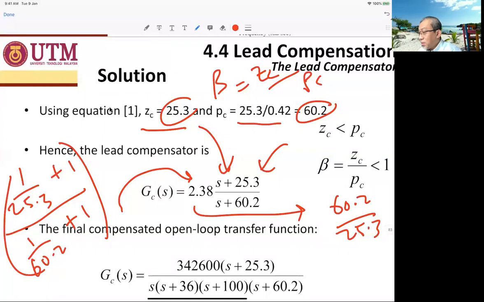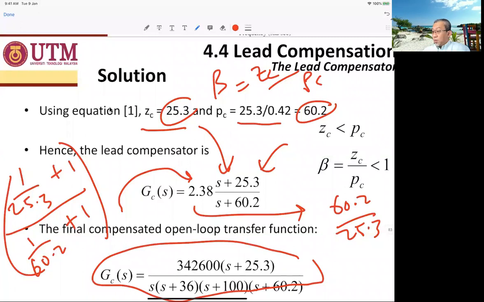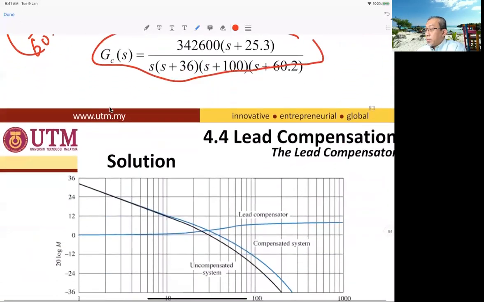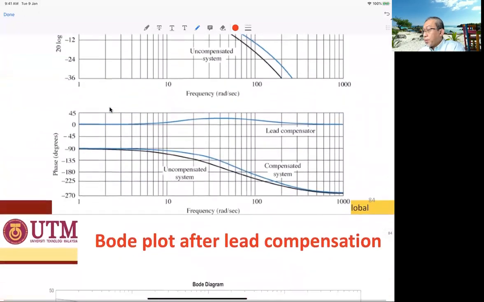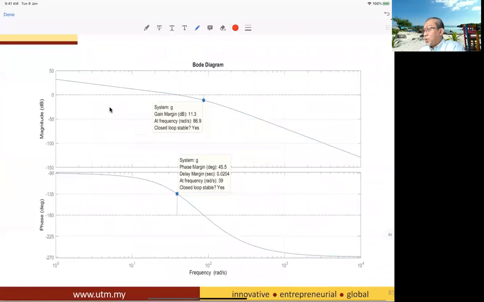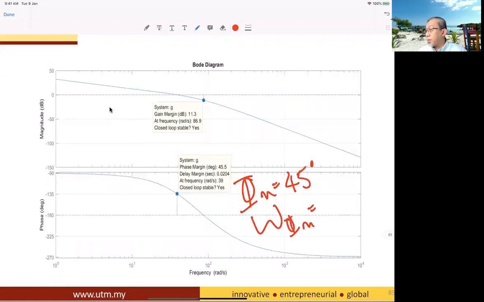And the final compensator transfer function is GC equals 342.6 times S plus 25.3 over S plus 60.2, together with S plus 36 and S plus 100. Then you plot. You can see that it achieved 45 degrees phase margin at 39 radian per second. So this is the target design.